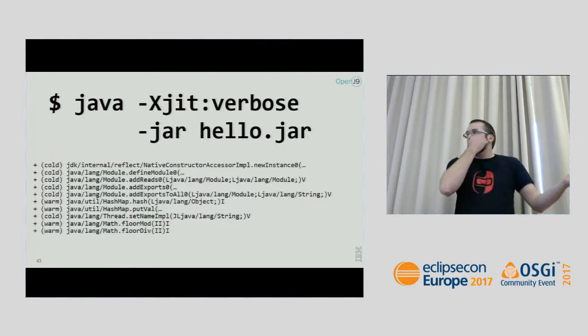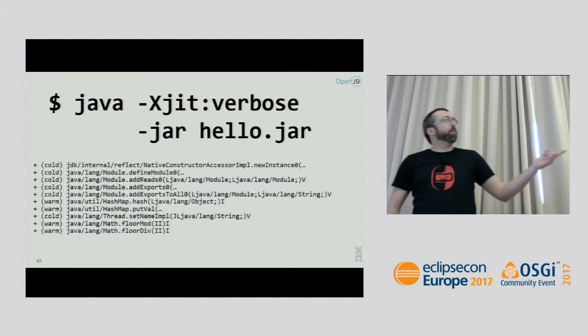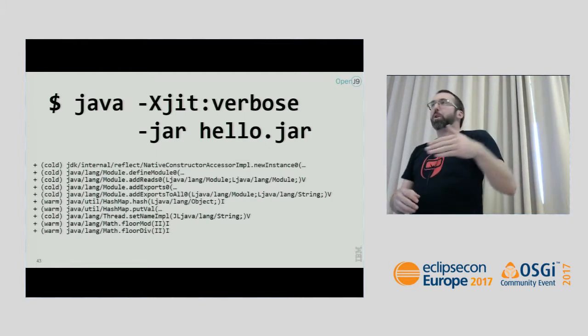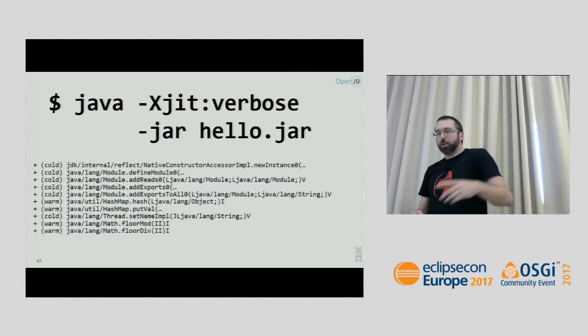For the JIT, if you want to see which methods are compiled, there's another command line option, and you can see it output. When it recompiles a method, you'd see the same method again with just the other optimization level.